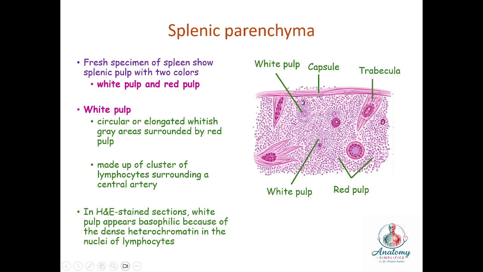Again, you can see the arteriole only when the section is passing through the arteriole. Otherwise, it will just look like the lymphatic nodule present in the lymph node. So in this picture, at least you can make out one, two, three lymphatic nodules. So this is the white pulp of the spleen.